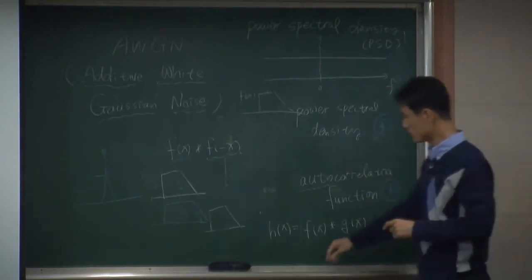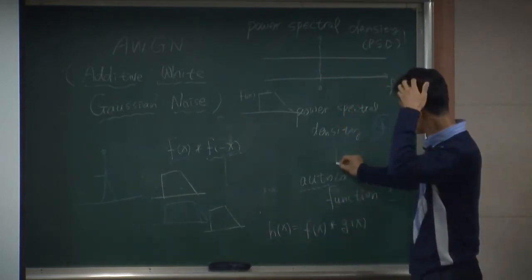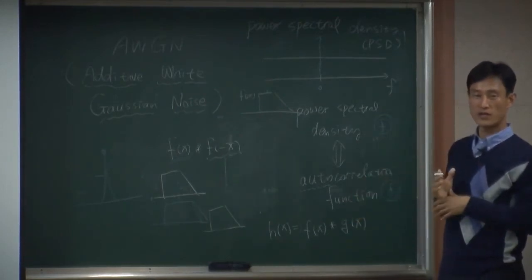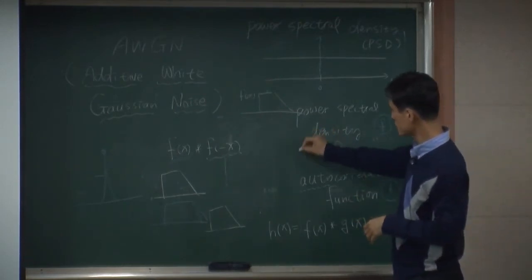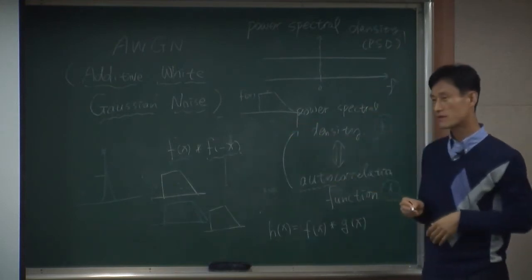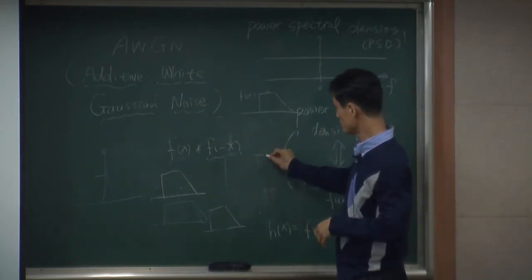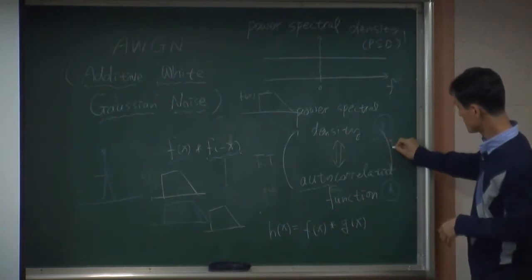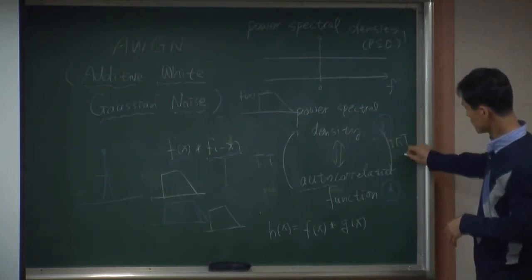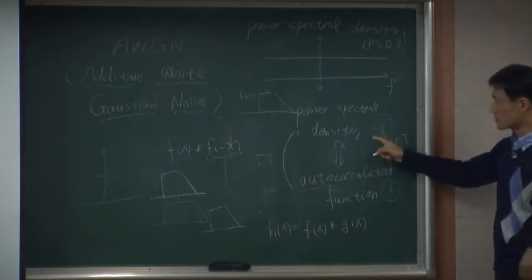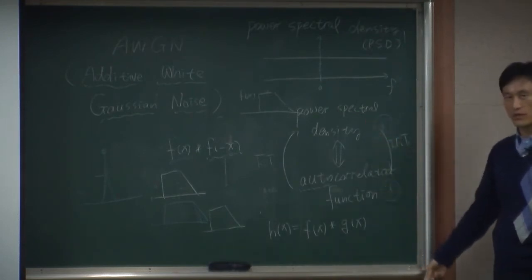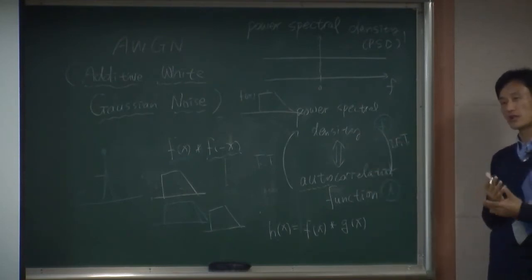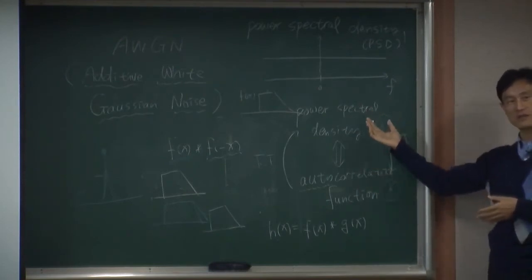So what's the relationship between these two? These two are simple Fourier transform relationship. You take a Fourier transform, you get this, time to frequency. Same way, inverse Fourier transform, you can change power spectral density back to the autocorrelation function. So these two are simple Fourier transform relationship, just time and frequency.